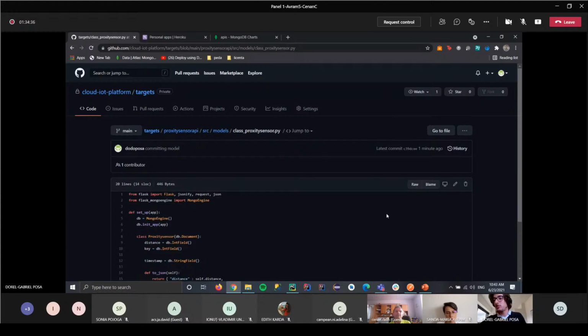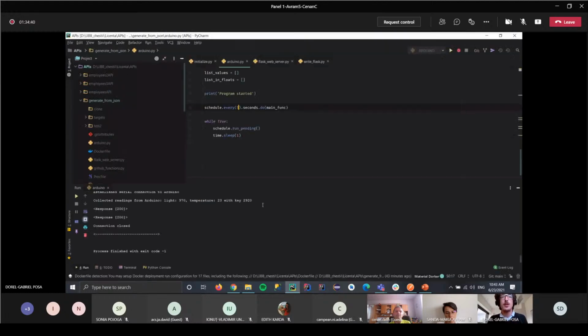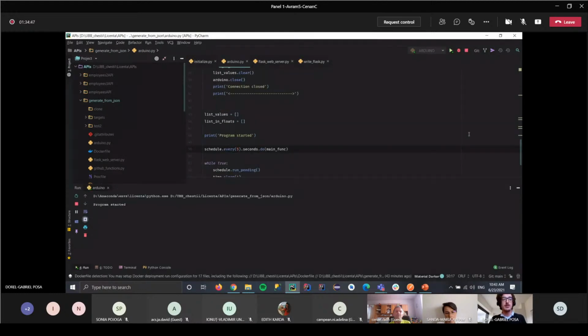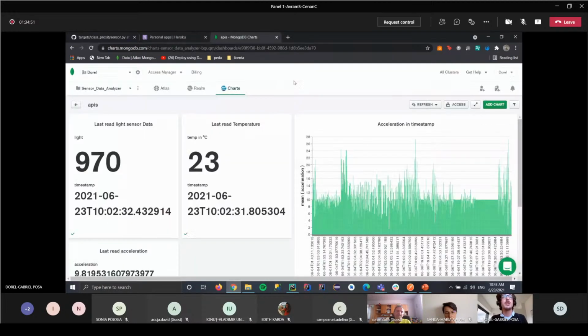And I have here a little Arduino. I have a little Python script that sends the data to the APIs. I'm gonna start it. And on MongoDB, here we have the charts. I have here the light sensor and the temperature. I'm gonna refresh it right now. It may take a bit of time.